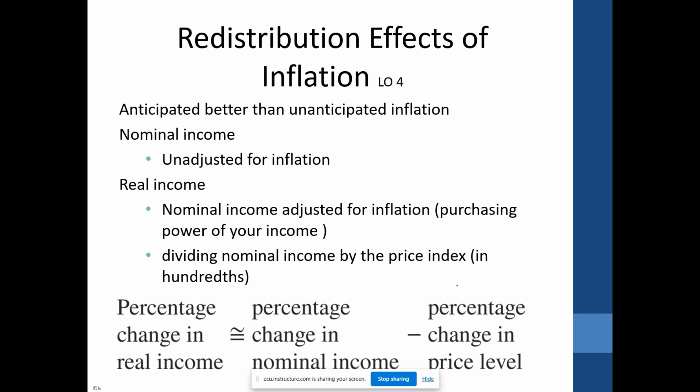Real income can be calculated by dividing nominal income by the price index in hundredths. The percentage change in real income is equal to the difference between the percentage change in nominal income and the percentage change in the price level.